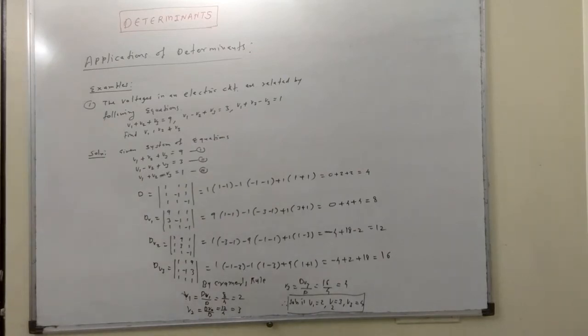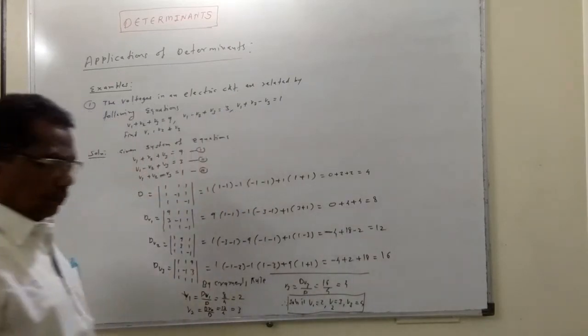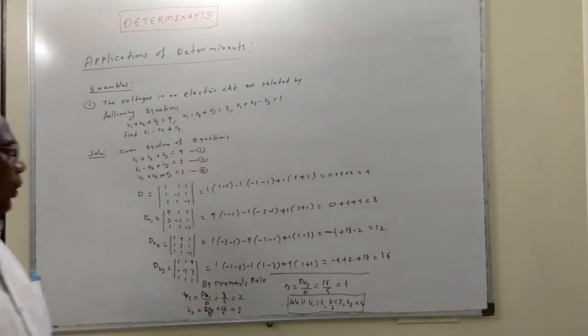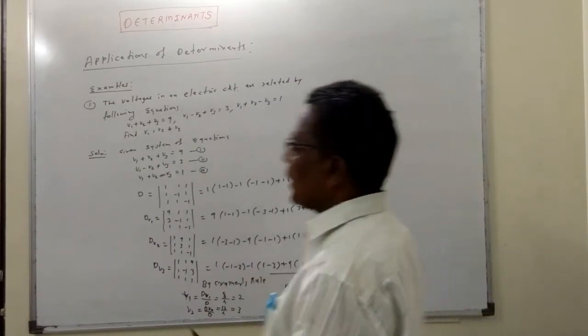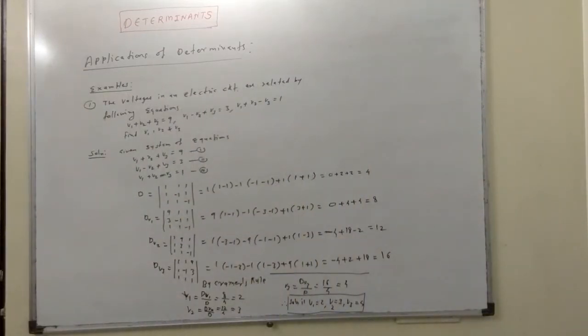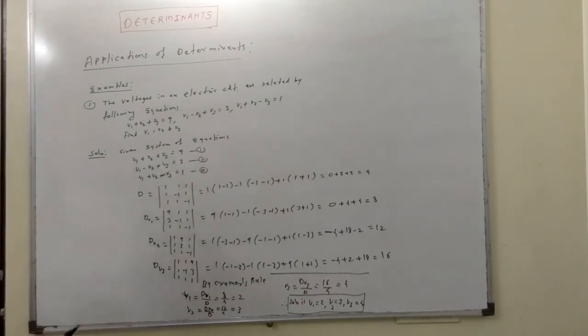So this is the method, that is, in this way we will apply Cramer's rule to solve simultaneous equations in 3 variables. We will take one more example.